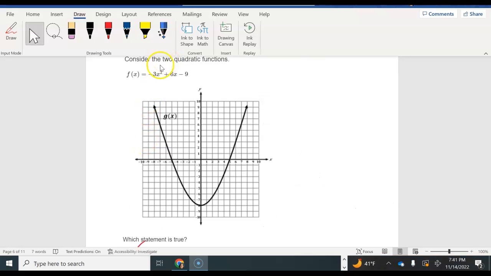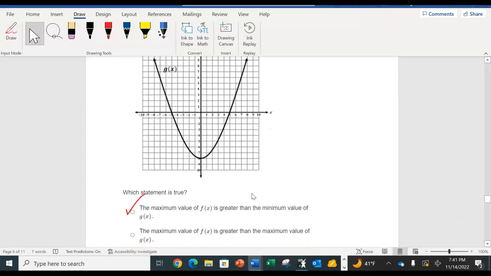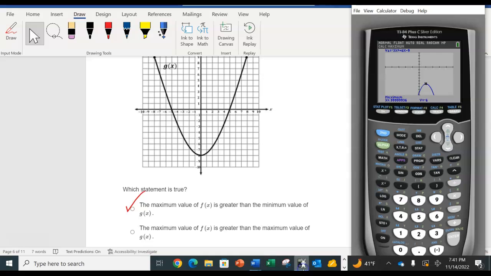All right, this one says consider two quadratic functions, f of x equals negative 3x squared plus 6x minus 9, and g of x, which we don't have the function for, but we have the graph. And it says which statement is true. So when it says consider these two functions, I want to have two similar representations. So the first thing I'm going to do is graph negative 3x squared plus 6x minus 9, which when graphed is here.